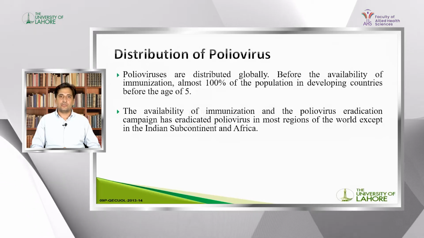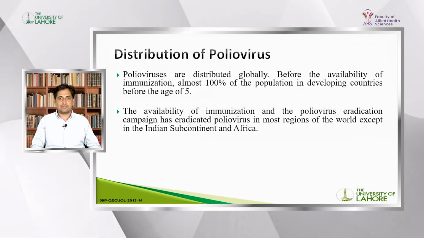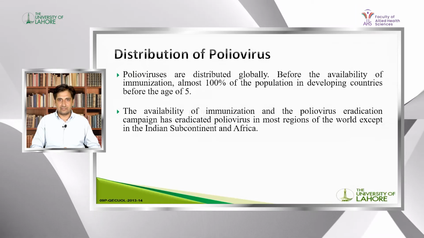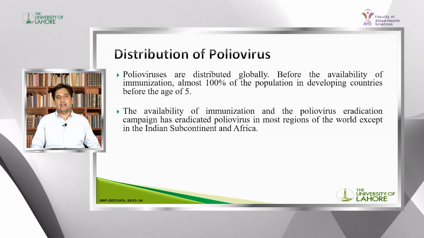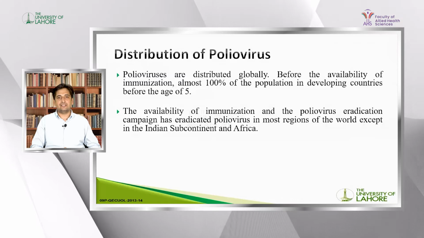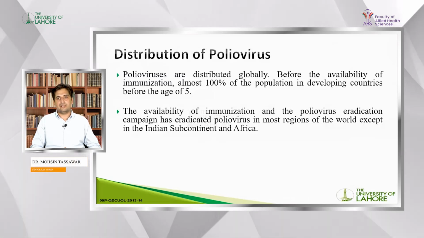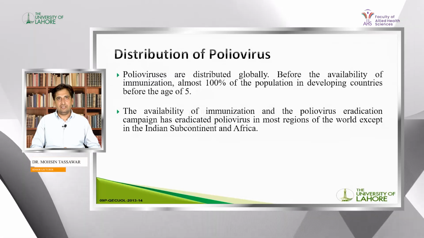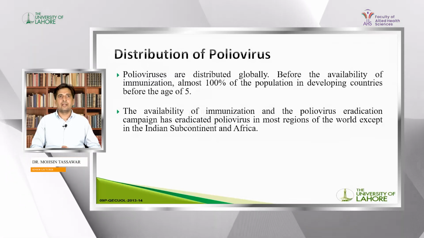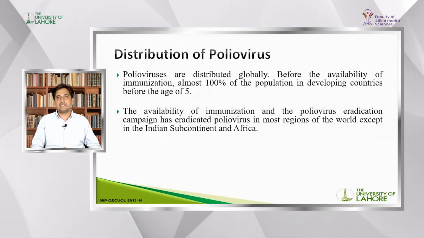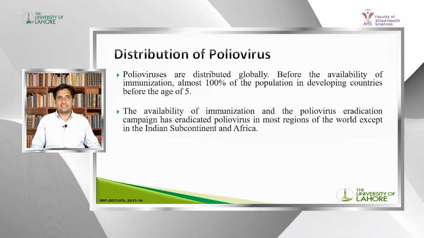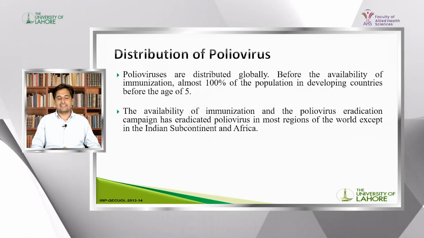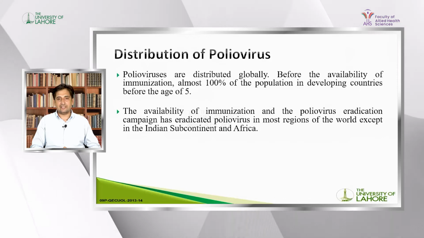Talking about the distribution, the poliovirus is present globally, especially in developing countries. Before the availability of vaccines, almost 100% of the population under the age of 5 were infected with polioviruses. With the availability of immunization, the poliovirus eradication campaign has eradicated poliovirus in most regions of the world except the Indian subcontinent and Africa.